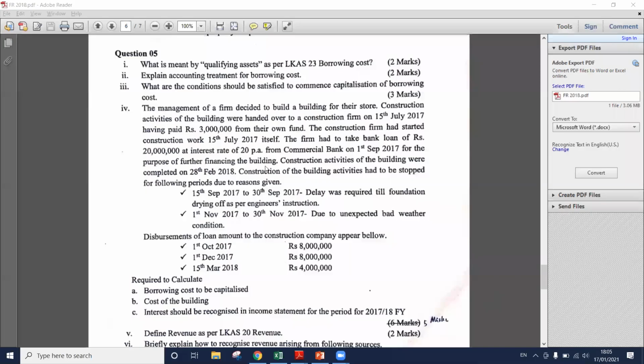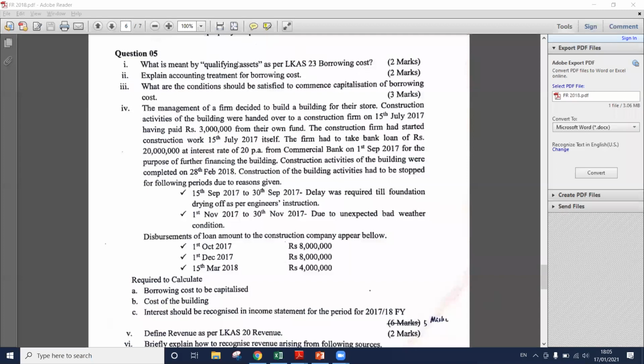See here, 2018 question number 5, part 1. What does it ask? What is meant by qualifying assets as per LKAS 23 borrowing cost? As per this standard, what do we mean by qualifying assets? We know borrowing costs associated with qualifying assets, we can capitalize. All other borrowing costs need to be expensed. So what do we mean by qualifying assets here?